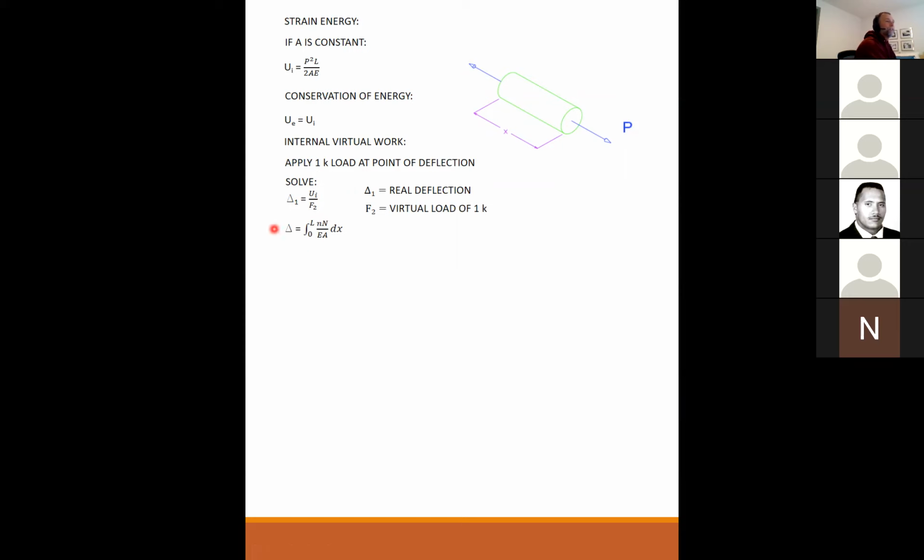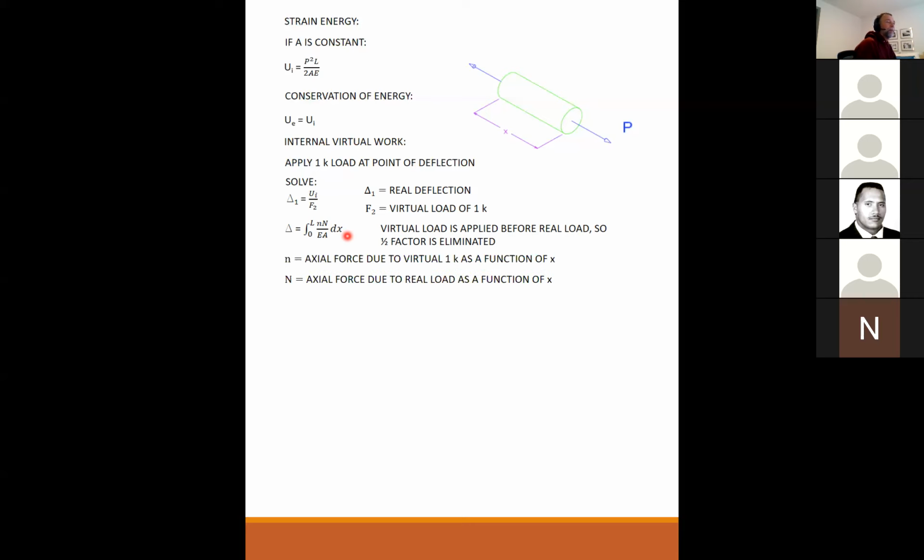So this is where it gets a little different. This is how you apply it for virtual work. You do have to still integrate from 0 to L. Little n is the force due to the virtual load. Big N is the force due to the real load divided by EA, Young's modulus and the area, and then you're integrating over dx. Virtual load is applied before the real load, so the half factor is eliminated again, same as before. Little n is axial force due to the virtual 1 kip. Big N is axial load due to the real load.